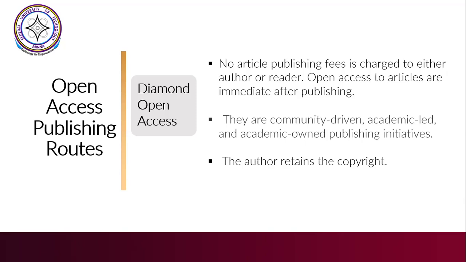So it's called no fee publishing, although the color code still remains diamond open access. So they're community driven, academic led and academic owned publishing institutions. So if you find a journal that doesn't accept article publishing fees from you or does not demand money for you to access, most likely it will not be a commercial publisher. You understand? So the community driven, the academic led, and academic owned. The author retains the copyright. You don't cede your copyright, irrespective of the fact that you're not paying any article publishing fees.